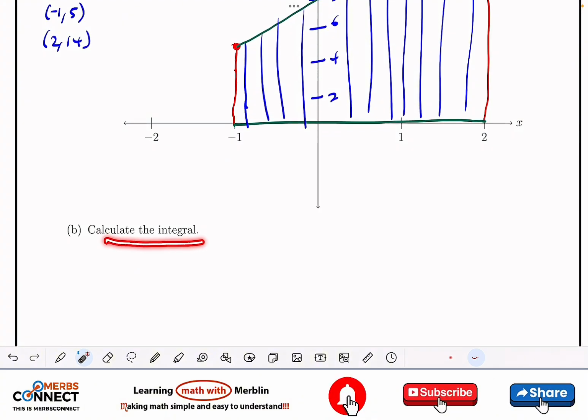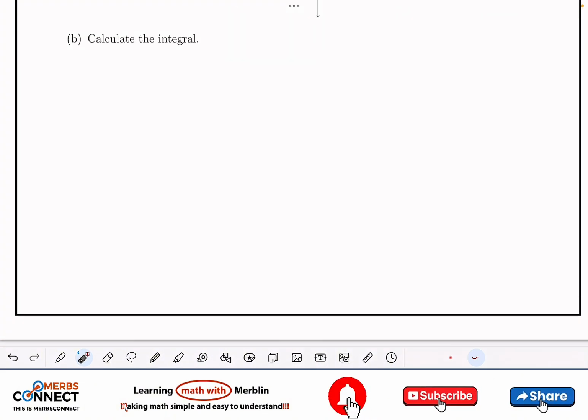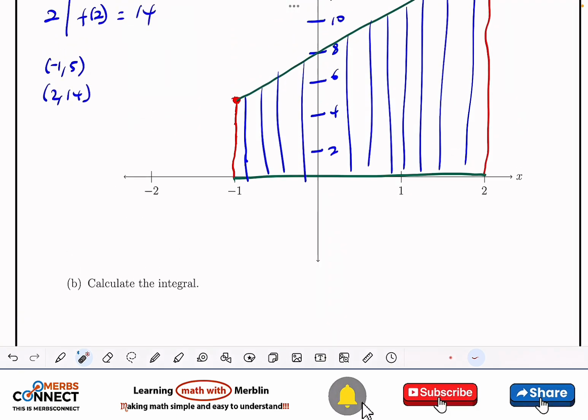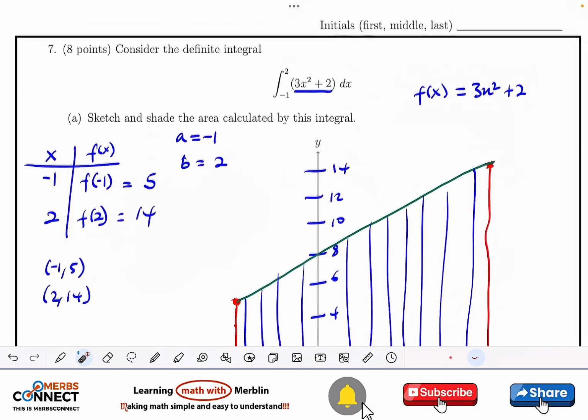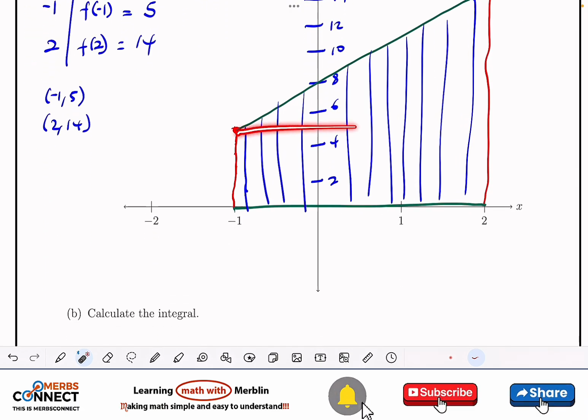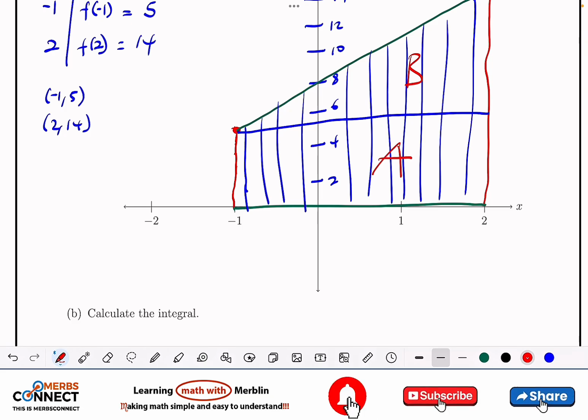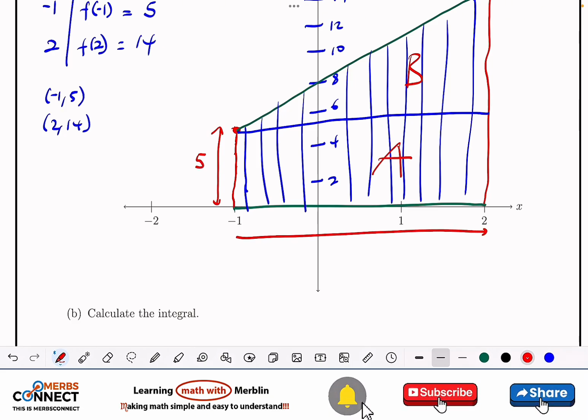Now calculate the integral. So here we have two options because it's just straightforward. We can use the fundamental theorem to do this, or we can just use this one to find the area. So if we want to use the area form, then we can divide this one to be A, right? This one to be A, and this one to be B, right? So now first, what is the distance from this side to this side? Don't forget this is 5. And then what will be the distance from this side to this side? This is equal to 3, right?